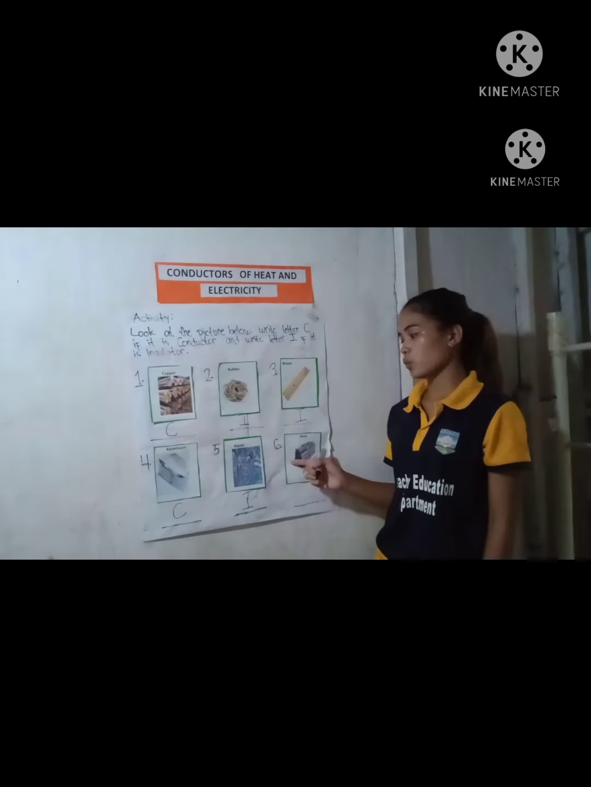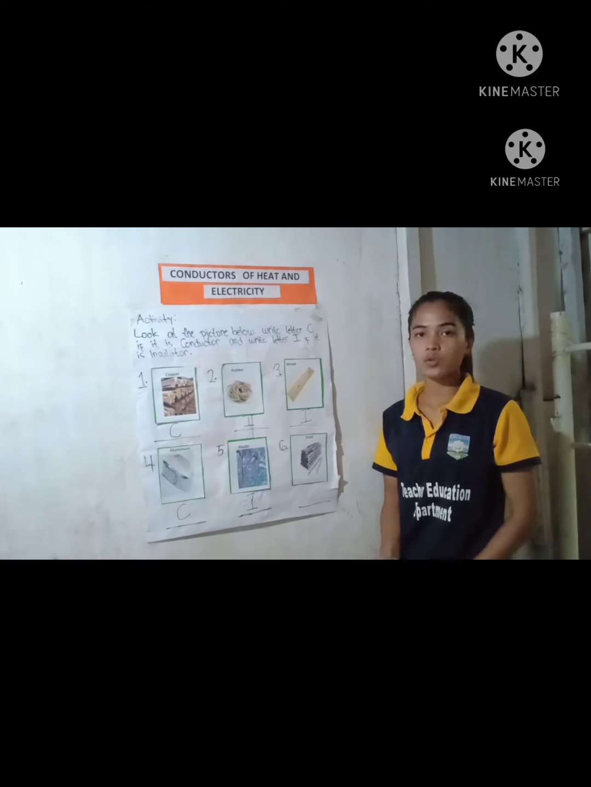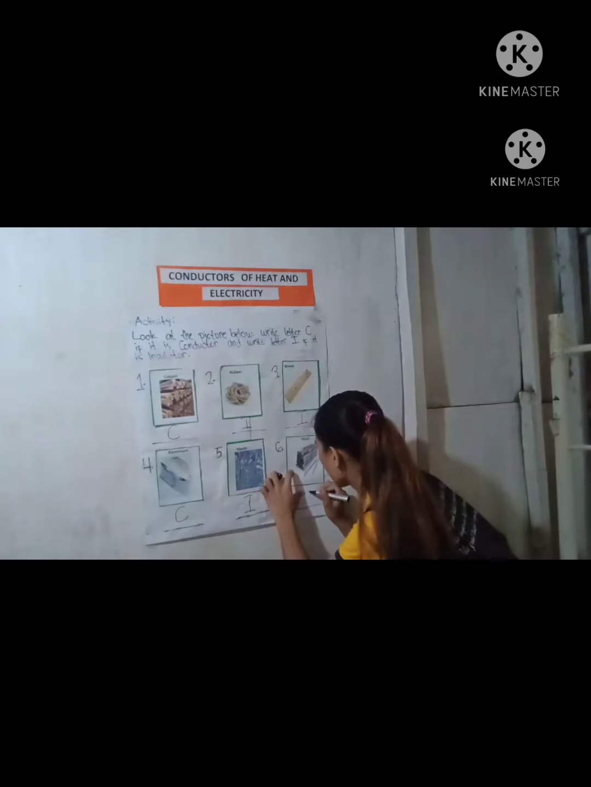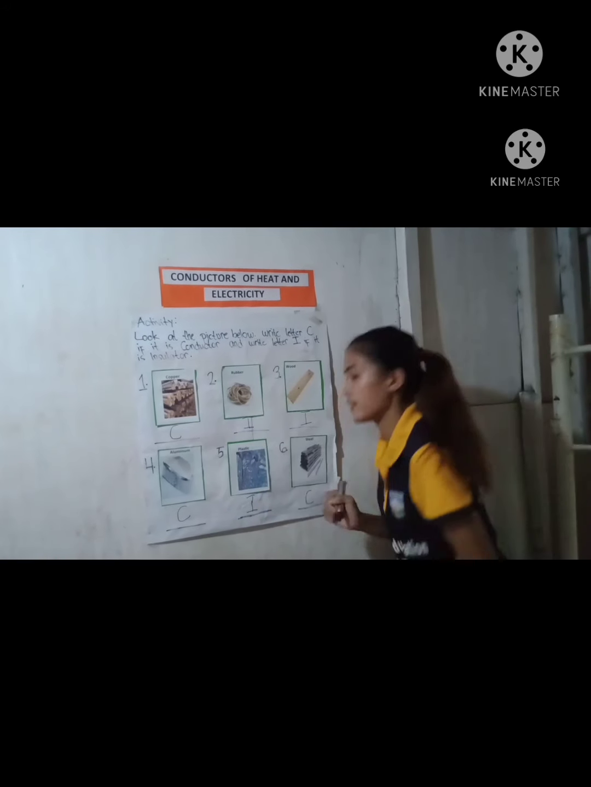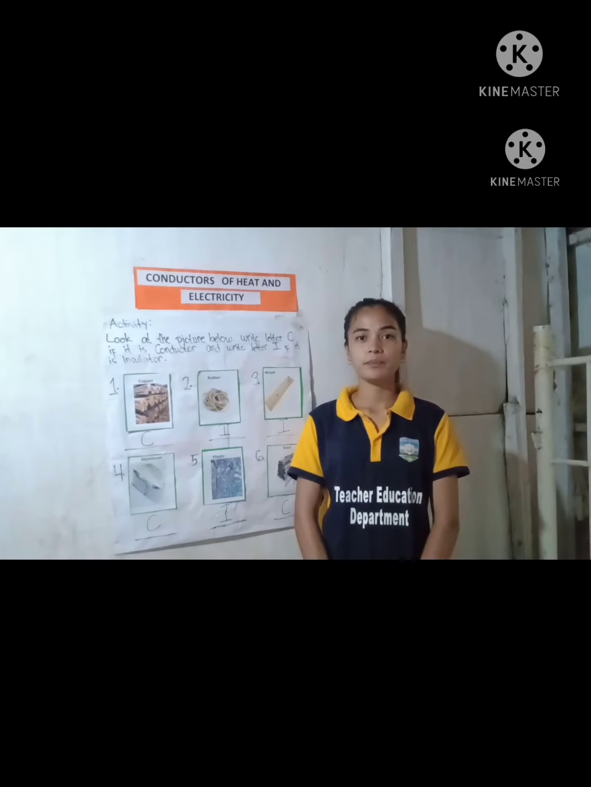And number 6, we have steel. Steel is a conductor. So, let's put letter C. Who has a perfect score?